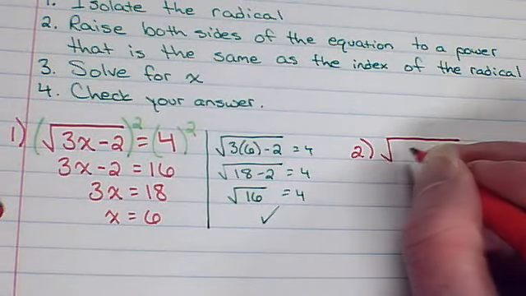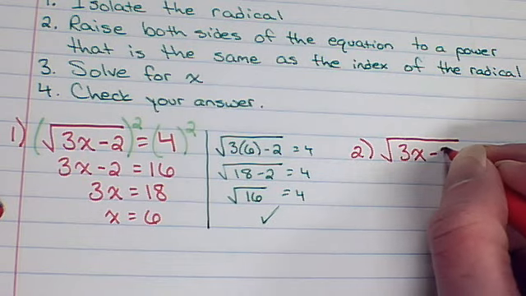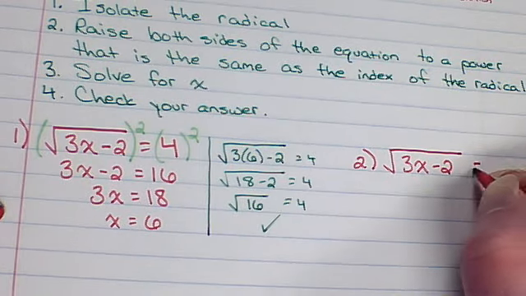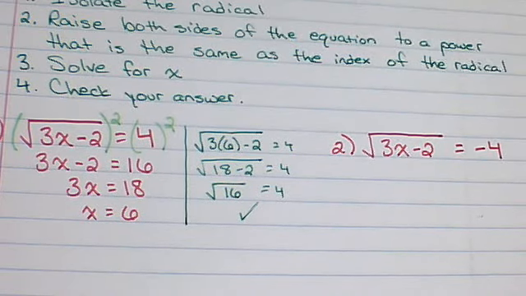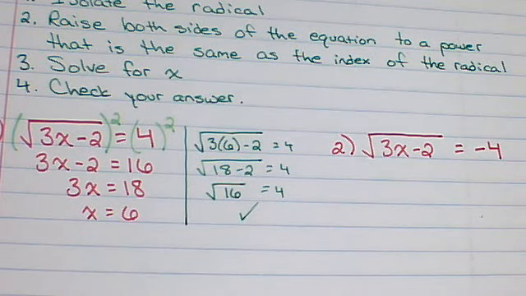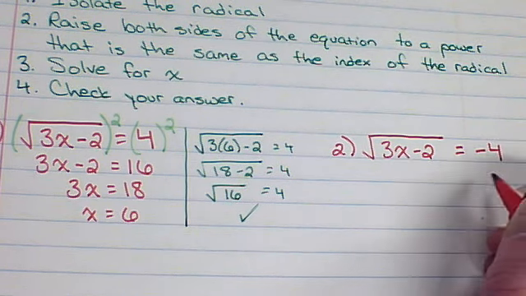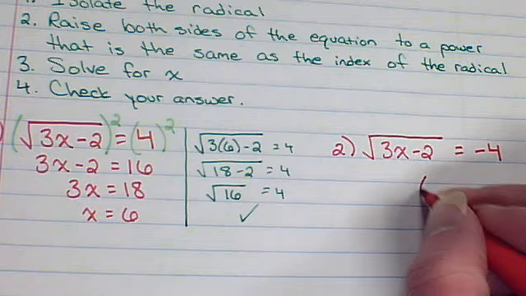Square root of 3x minus 2 equals negative 4. Hey, wait a minute. We just talked about this. That is not going to work. A square root cannot be negative. So this would be no solution, or null set.